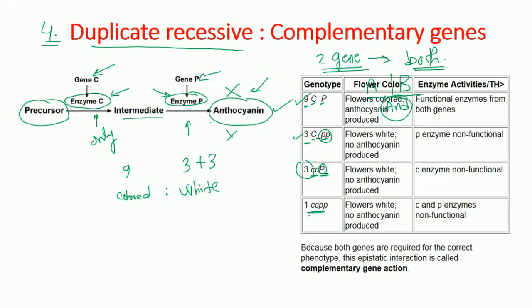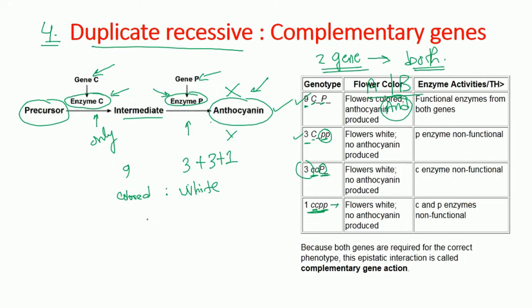And finally 1 out of 16 contains neither capital C nor capital P in any of these loci. So ultimately in this 1 out of 16, they will not have expression of any color because they don't have either C or P, none of them. So no chance of getting the color. So again they will be colorless flowers or white flowers.